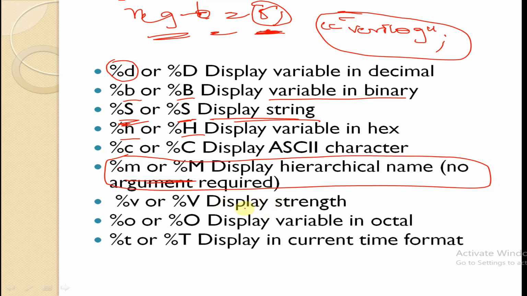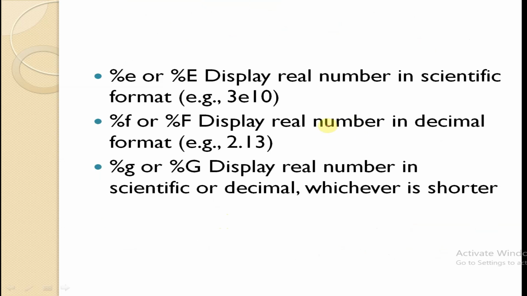And for displaying strength, we will use %v. This strength concept will also be coming in future videos. And %o is used for octal, and %t is used for current time format. So this is how the $display statement works.